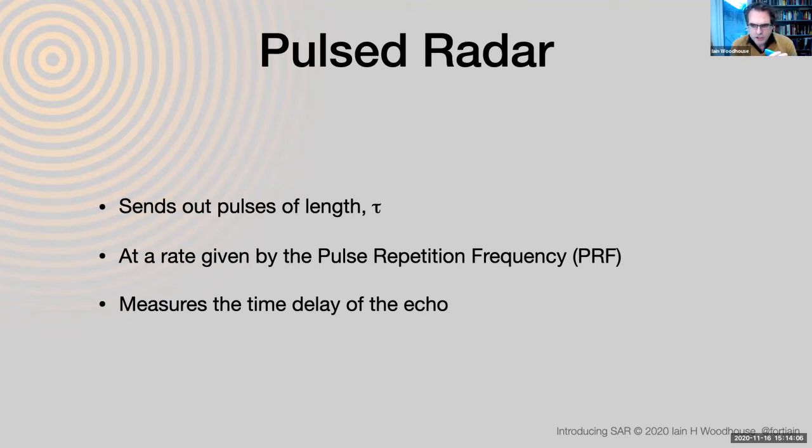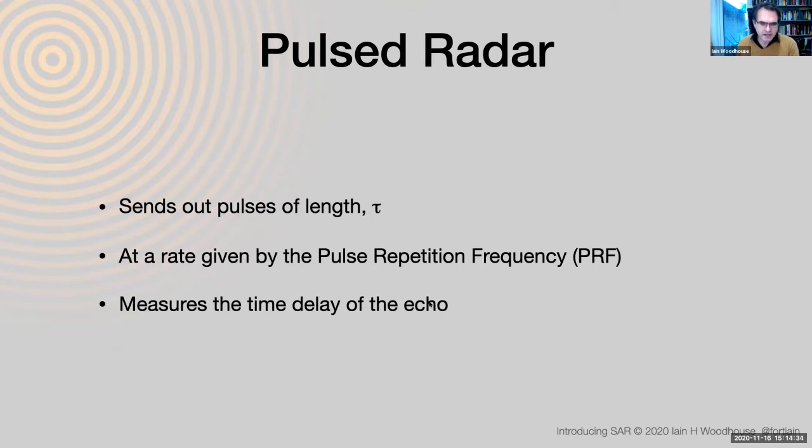So that's what we're going to do, and the measure of how fast we change that is the pulse repetition frequency. So if I increase the rate, that's a higher PRF. It's a higher pulse repetition frequency. And that's actually going to be significant for us later on, because it makes our life very much more complicated in a radar system.